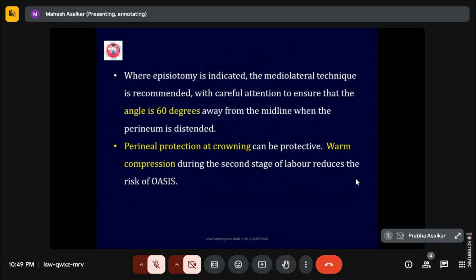This is also an SBA. What should be the angle? It should be 60 degrees away from the midline when the perineum is distended. Perineal protection at crowning can also be protective, and warm compression during the second stage of labor reduces the risk of OASIS. So these are the protective factors. First, episiotomy is selective, but when you give it, you should give it at 60 degrees on a distended perineum. Second, perineal protection at crowning, and third, warm compression. Nowadays they say this warm compression is more protective.